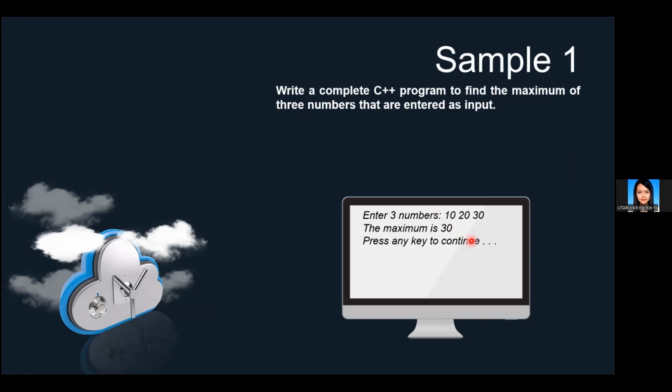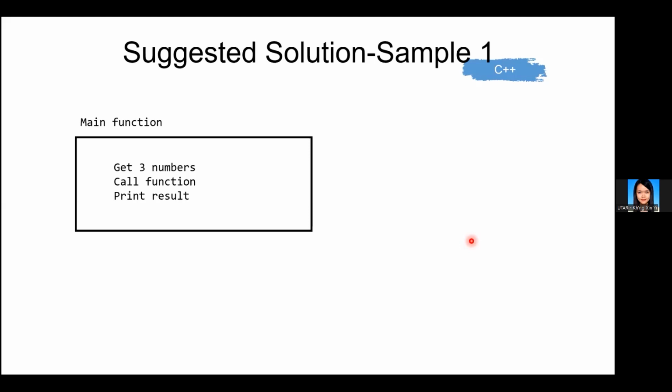Then I'm going to show you this idea here. Let's say we have the main function. This is the main function. And then we need to think of how we can solve the problem. Of course, the first thing is that we need to get the 3 numbers from the user first.